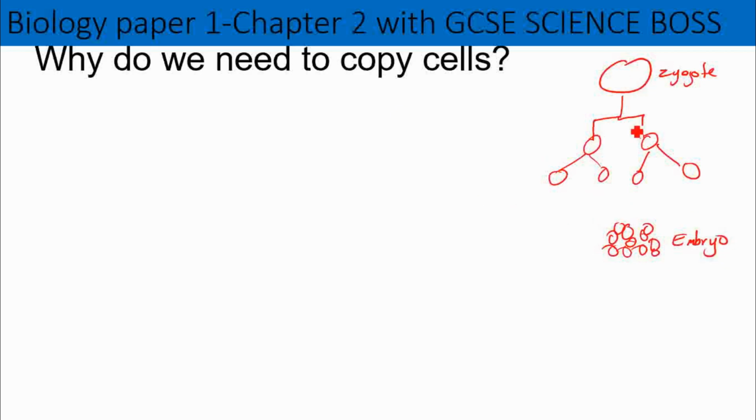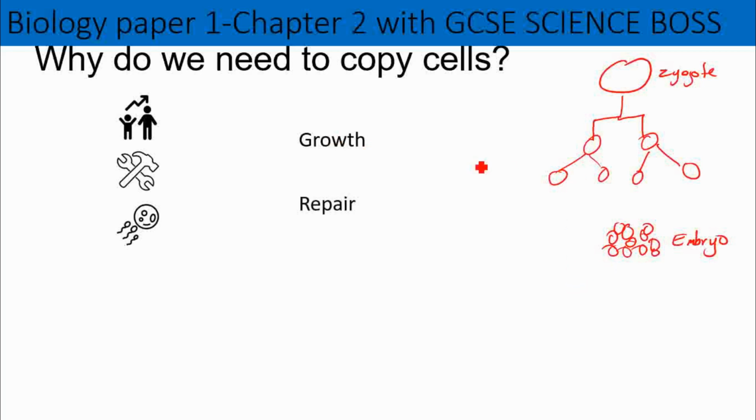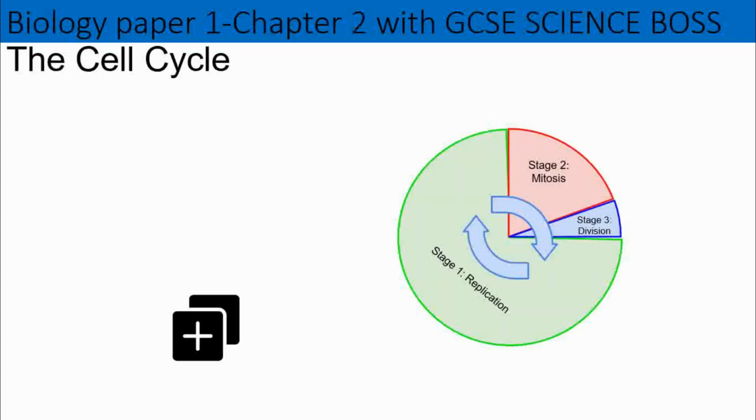But why do we need to copy cells? The reason we need to copy cells is for growth. As I mentioned before, we all started out as one cell, referred to as a zygote, and now we are millions, trillions of cells actually. We also need to repair cells. You probably have had damage to something, or everyday cells are dying, so we need to repair your cells. And finally, we need this for reproduction. So that's the reason why cells need to be copied.